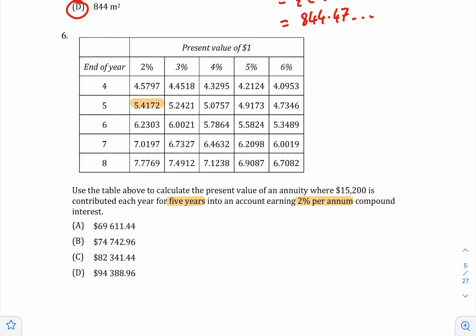Now we need to find the present value of an annuity. Because this is a present value table, all I need to do is multiply 15,200 by that number, and then we'll get our value.